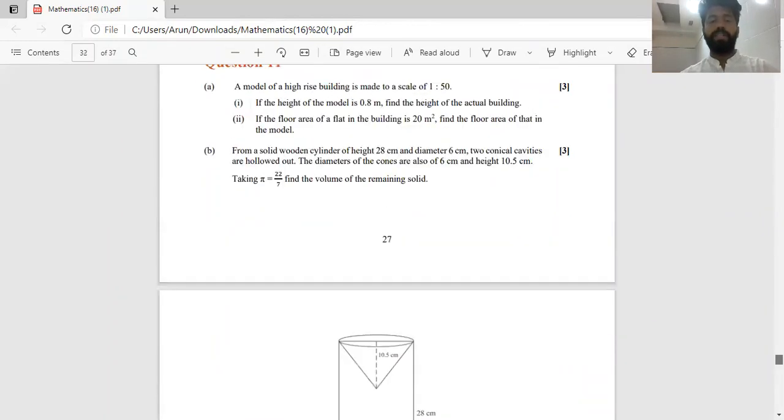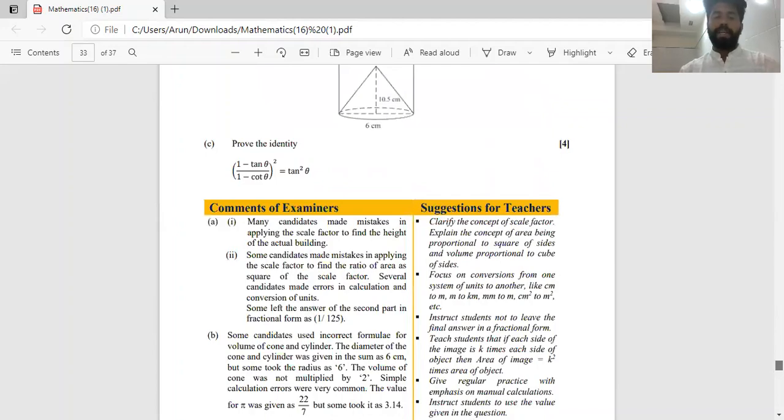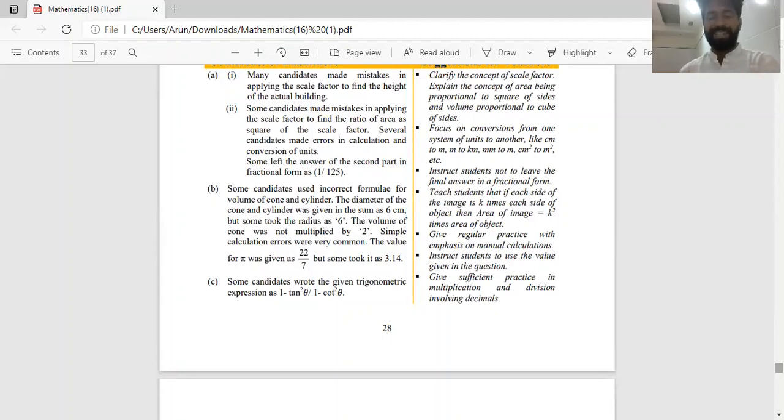From a solid wooden cylinder of height 28 centimeter and diameter 6 centimeter, two conical cavities are hollowed out. The diameters are given. You have to calculate the volume of the remaining solid. So some candidates use incorrect formulae for volume of cone and cylinder. The diameter of the cone and cylinder was given in the sum as 6, but some took the radius as 6. The volume of cone was not multiplied by 2. Simple calculation errors were very common. The value of pi was given as 22 by 7, but some took it as 3.14. So you have to keep all these things in mind.